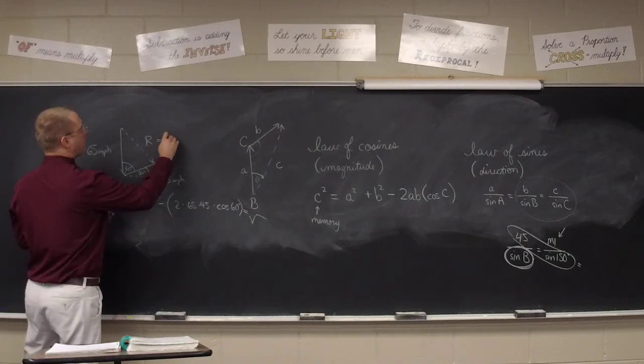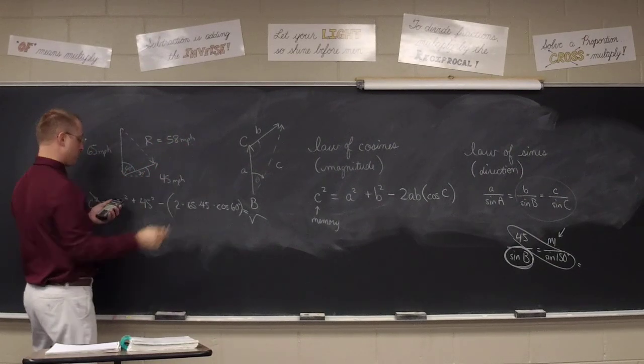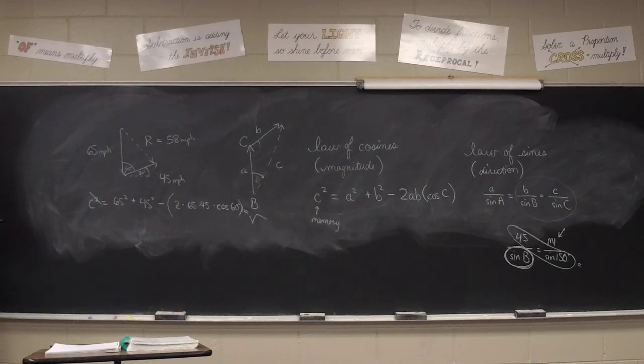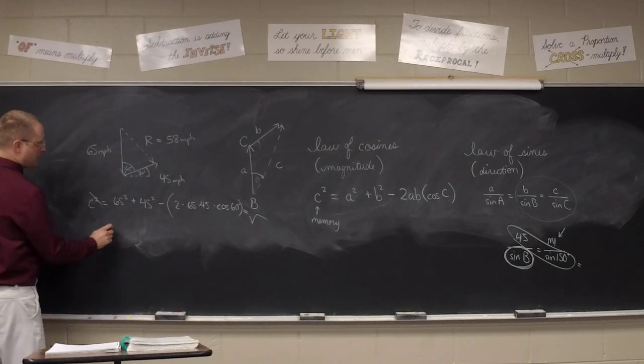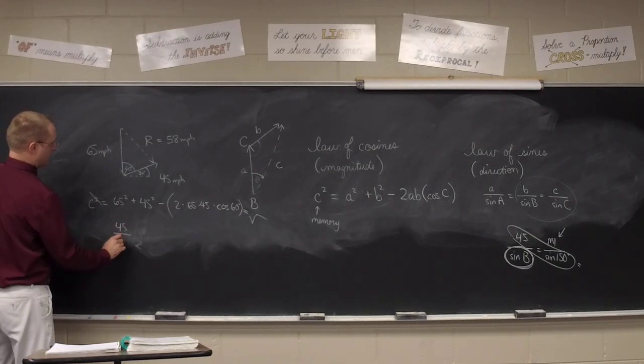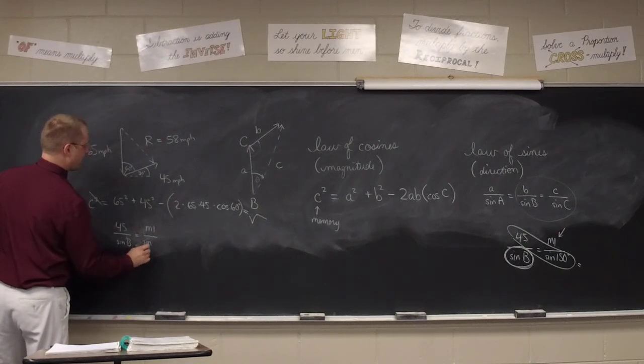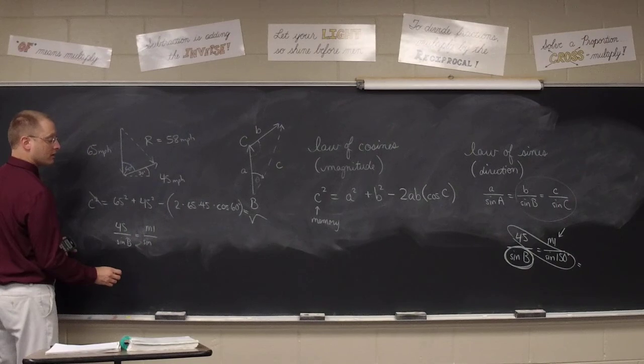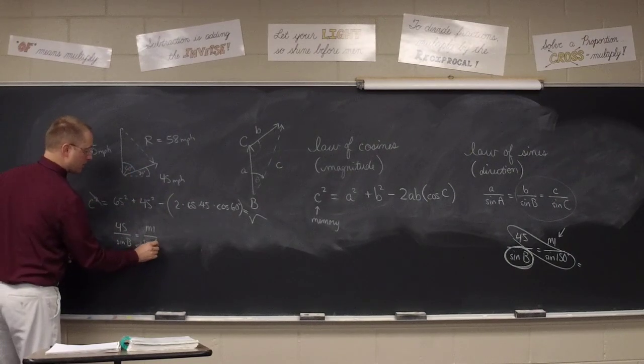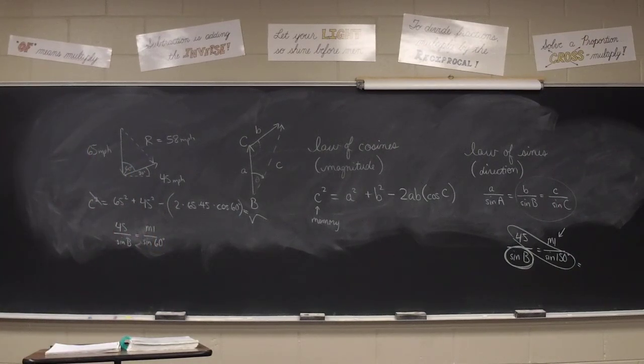58 miles per hour. About 58 miles per hour, 57.66. And getting nods, excellent, put it into memory. And then we can say that 45 over the sine of B equals memory over the sine of 60. So we'll take 45 times the sine of 60, divide out the memory value, and then don't forget at the end you have to take the arc sine to get the angle.